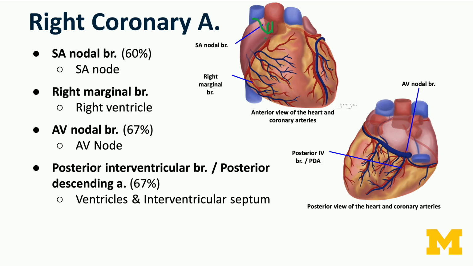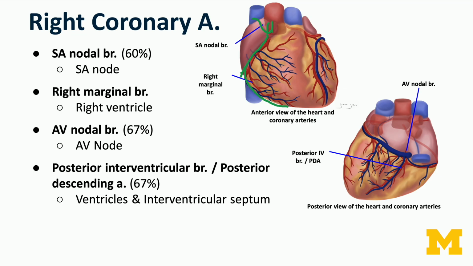Continuing on, that RCA goes down along the heart in the coronary sulcus, and its next most major branch is the right marginal branch. That right marginal branch is in close association with the inferior margin of the heart, or the inferior border of the heart, also known as the acute margin. That right marginal branch is going to serve the right ventricle, the walls of the right ventricle.